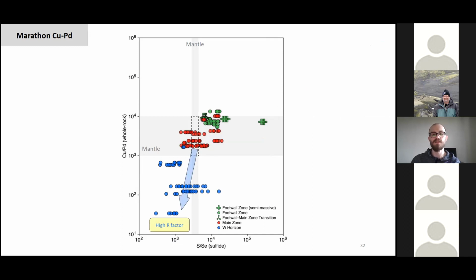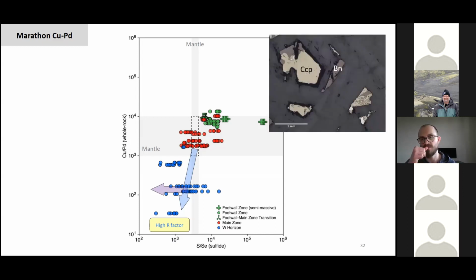Now, looking at the W horizon, we can see that it is quite geochemically distinct from both the footwall zone and main zone. It has copper palladium and sulfur selenium ratios that are lower than mantle values. Now, this can largely be explained as the sulfide liquid here having experienced a much higher R factor than the footwall zone and main zone. But the variations in R factor alone cannot really explain the large range in sulfur selenium values that we see, some of which are very much depleted relative to the range of mantle values.